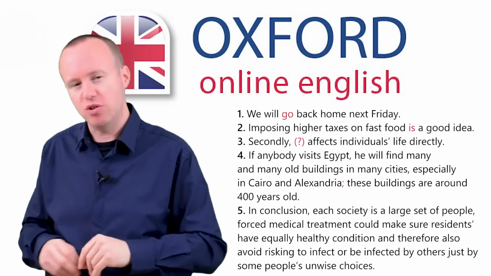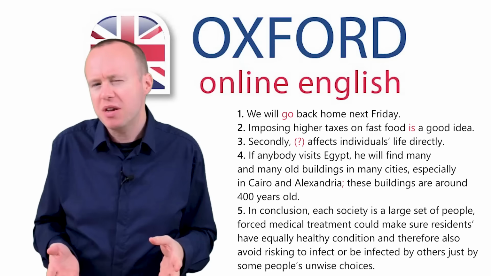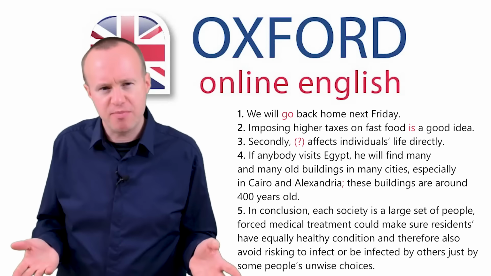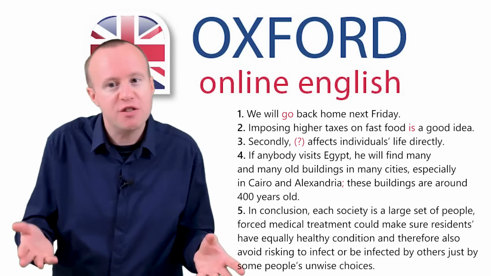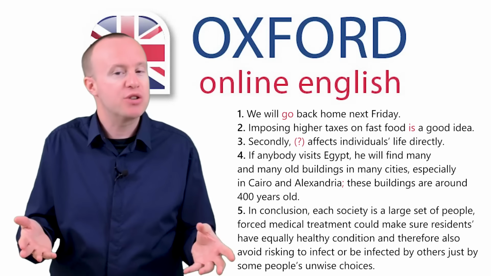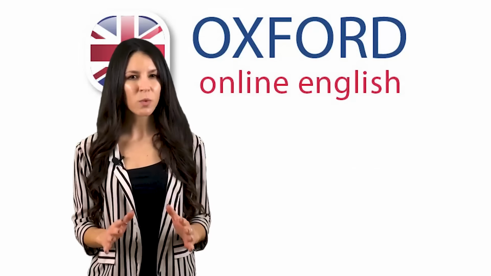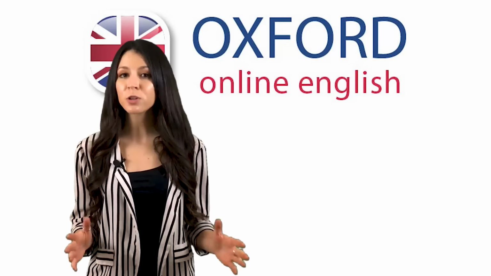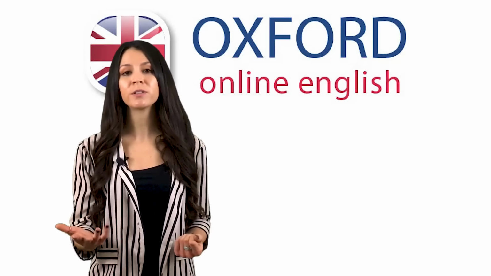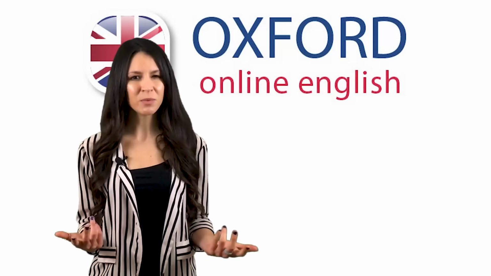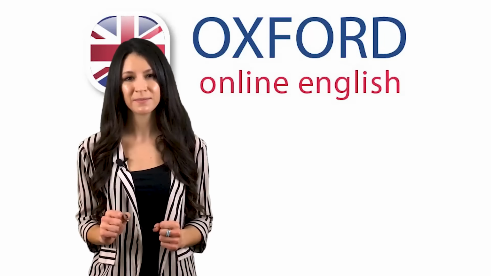On a more practical level, it just isn't clear what this sentence is about. Does the writer want to say something about each society, or about large sets of people, or about forced medical treatment? We don't know. This is why subject-verb structure is so important. If it isn't clear, it will be hard to understand what your sentence is about. Sometimes, this might mean that your ideas aren't clear in your mind.